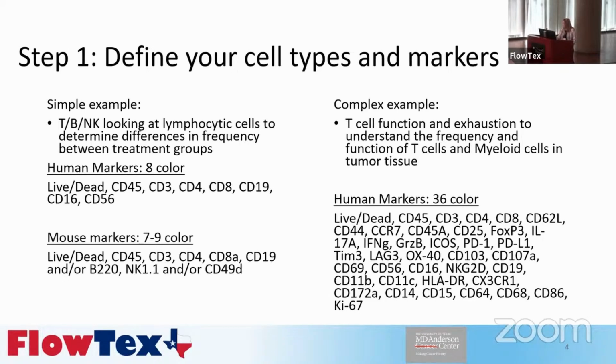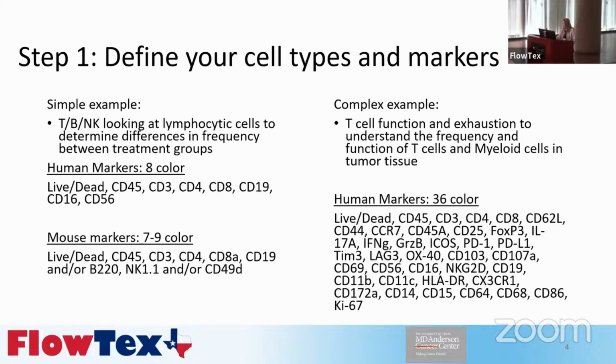Then you can move to a more complex example. So I might want to be looking at T cell function and exhaustion, and looking at not just the frequency, but also the function of those T cells and myeloid cells that I pull out of tumor tissue. So that would give you a much more complicated panel.